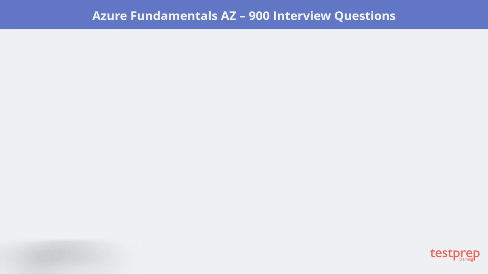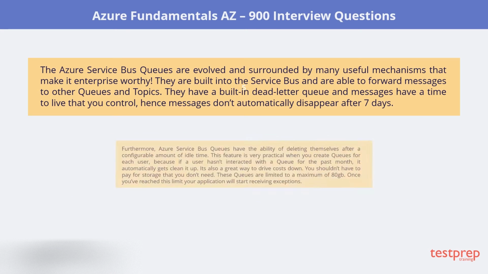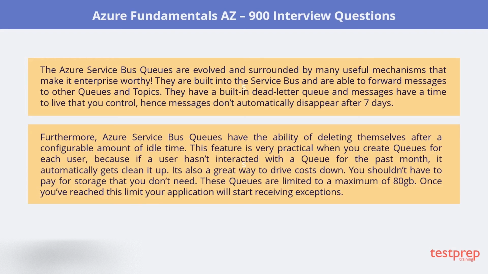The Azure Service Bus queues are evolved and surrounded by many useful mechanisms that make them enterprise-worthy. They are built into the Service Bus and are able to forward messages to other queues and topics. They have a built-in dead letter queue, and messages have a time to live that you control, hence messages don't automatically disappear after 7 days. Azure Service Bus queues have the ability of deleting themselves after a configurable amount of idle time.